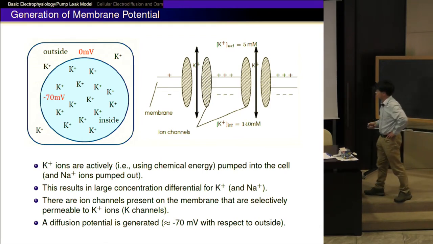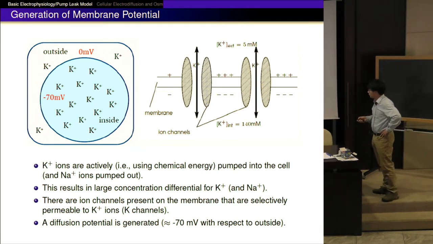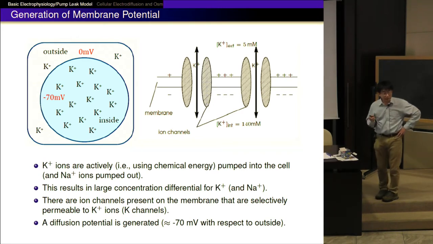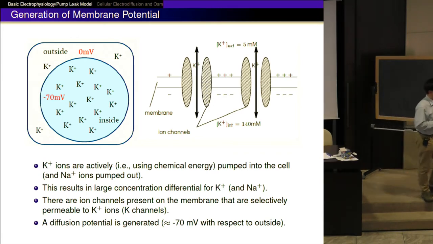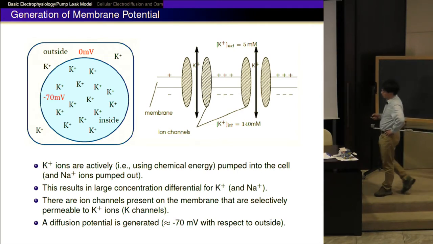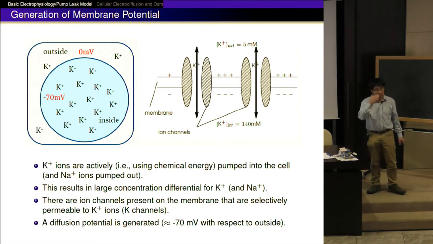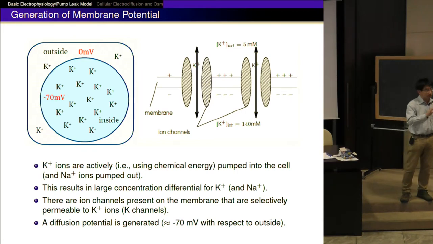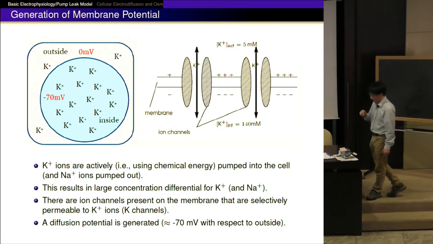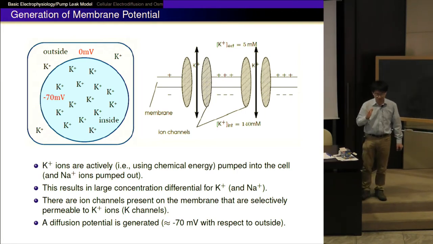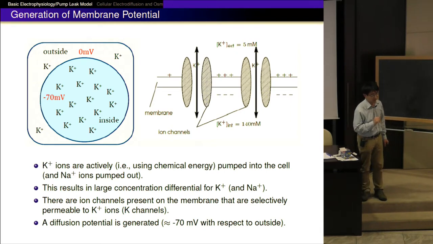So the answer to that is, again, something that I'm sure a lot of people here know: first, potassium ions are actively pumped into the cell so that the potassium concentration inside the cell is high compared to the outside. So that's step one. Step two is that on the cell membrane you have potassium channels. So basically, in the simplest situation, you only have potassium channels on the cell membrane.